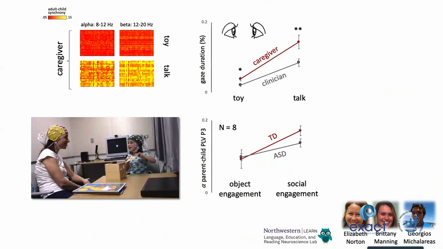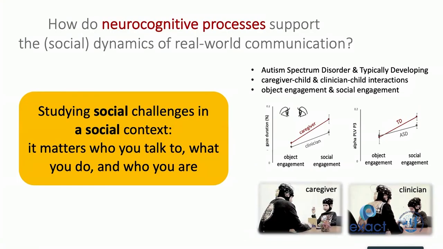Some additional preliminary data coming from work with Northwestern University shows that there is, in fact, an interaction as a function of social indication, which is that typically developing children show a stronger increase overall in social engagement than autistic kids do. So even if this data is preliminary, one thing that we can derive from this is that studying social challenges in a social context is one thing, but it then also matters who you talk to, what you do, and who you are. So I'm sure that this is not news to anybody in this audience, but it's just something that our data additionally highlight.